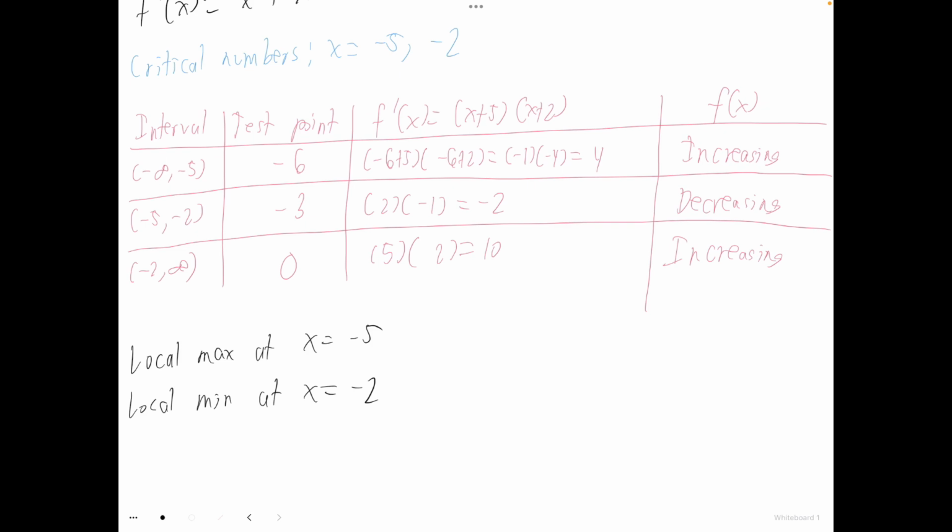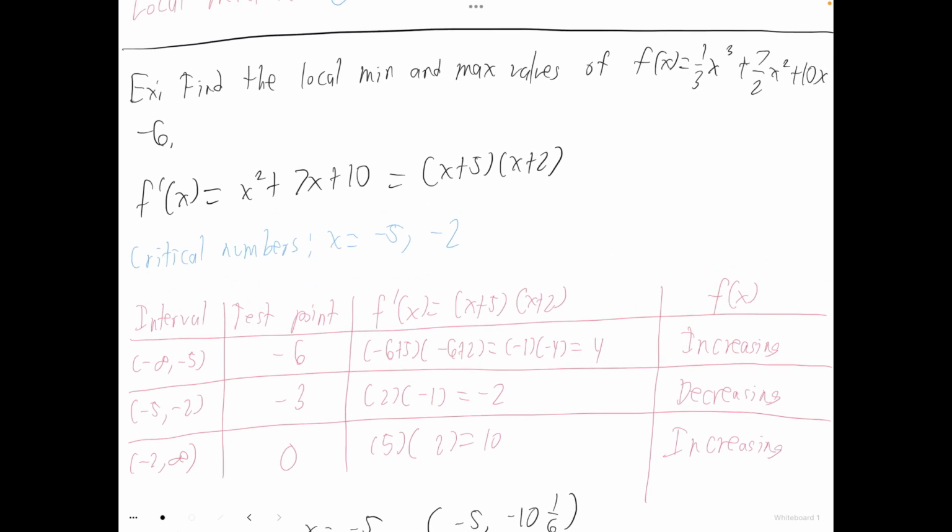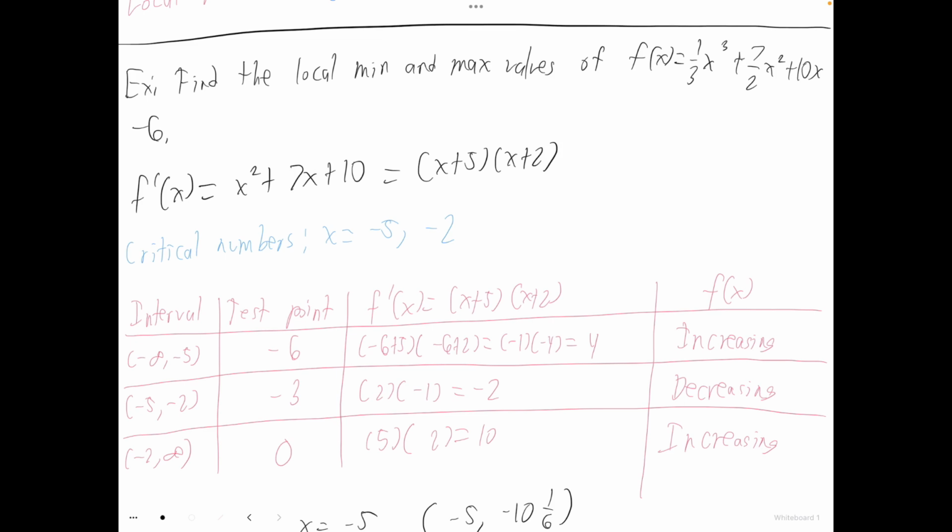Now we did technically ask for the values, so if you plug in negative 5, you get negative 5, and then negative 10 1/6. And plugging in negative 2, you get negative 2, and then negative 14 2/3. And again, you're just plugging them into the original function f here, which is why we have fractions, because we had fractions in our original f. And so that's how we can find critical values, whether they are minimums or maximums, using this idea of increasing and decreasing.